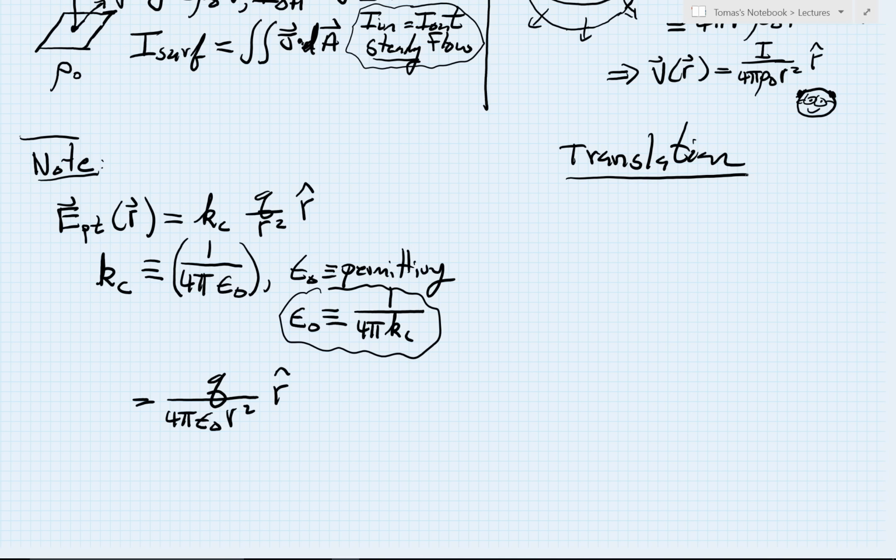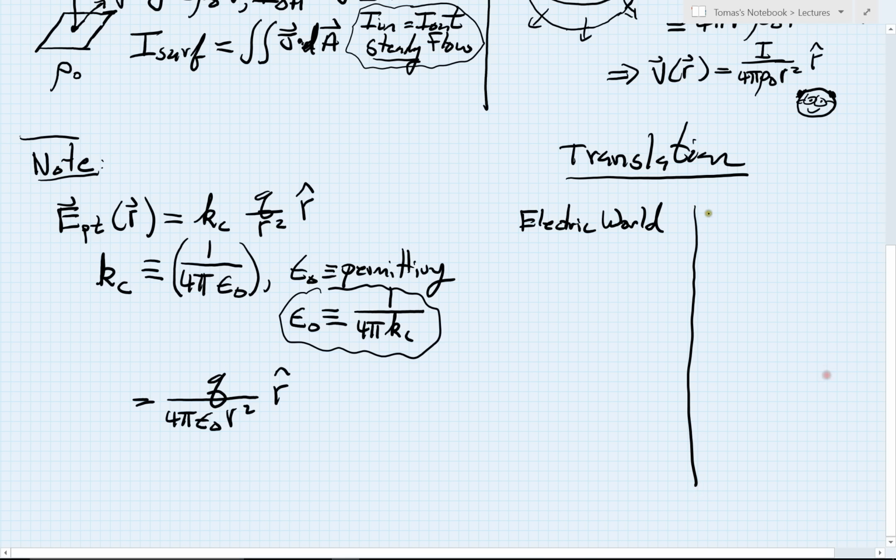So on one side of this translation table, we're going to have the electric quantities, things in our electric world, if you want to call it that. And on the other side of the translation table, we'll have the quantities from our fluid model or our water world, if you want to call it something like that. We won't think so much about the Kevin Costner movie. I didn't think it was that good.